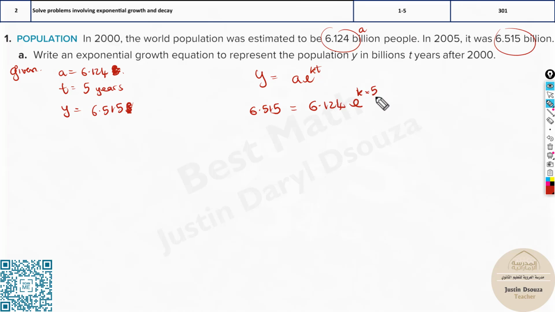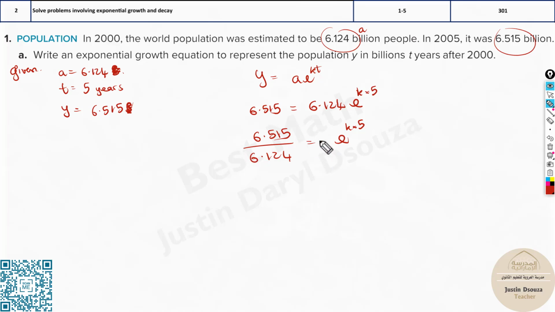Now you can put this entirely in the calculator and get the answer, but let's do a simple step because it's in the writing part. I will take these numbers to one side and simplify as much as possible. So 6.515 on one side divided by 6.124. This will be equal to e to the power k multiplied by 5.